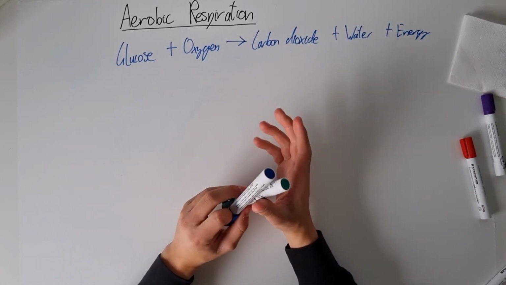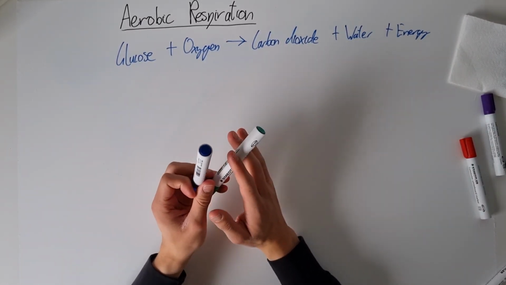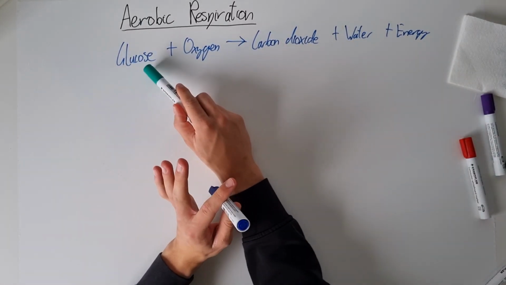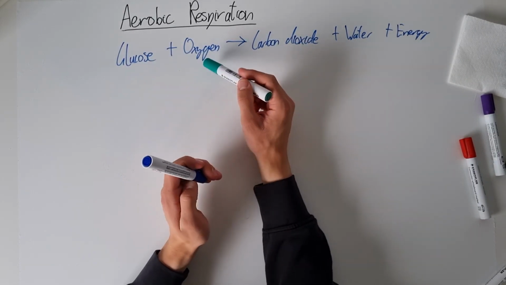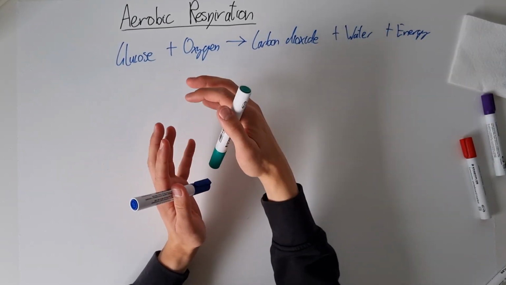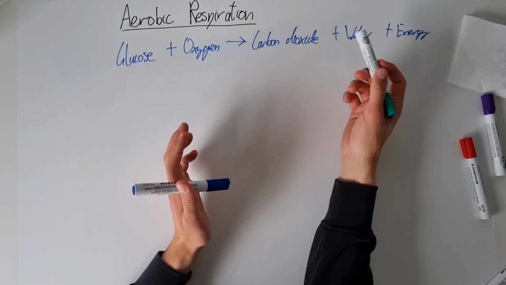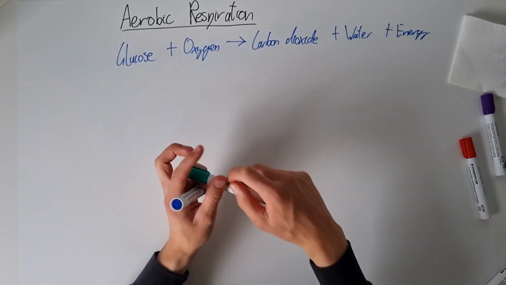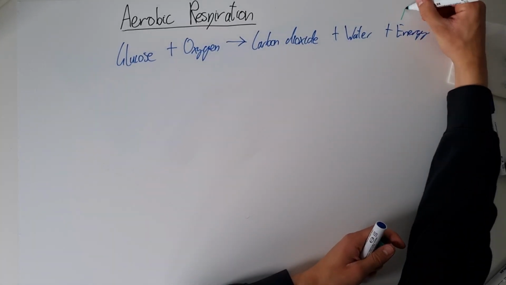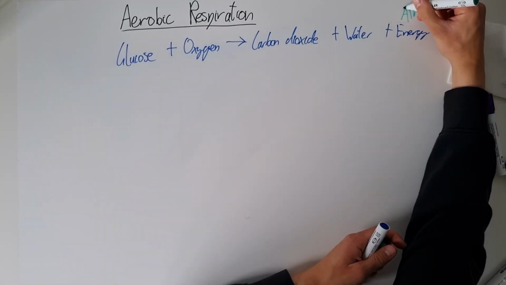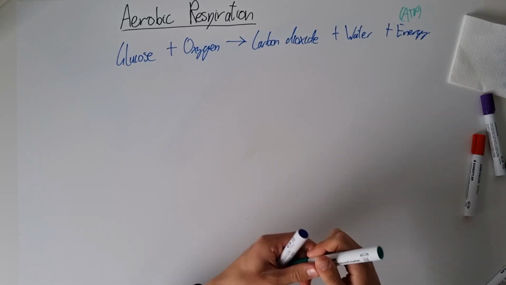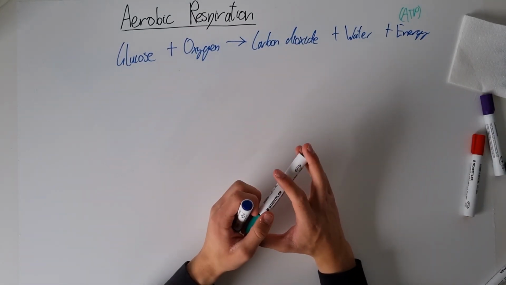So before we get into the individual steps, let's just look at the overall equation. We have glucose that comes from the food and oxygen, which can just diffuse into the cell. And then this turns into carbon dioxide, water, and most importantly, energy. And energy really is just our ATP, but in the equation, we tend to refer to it as energy.